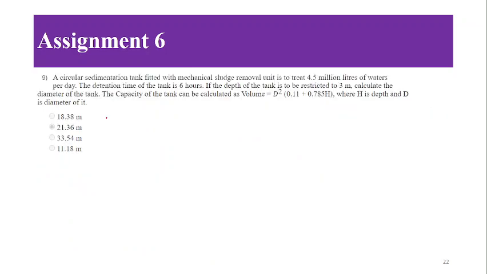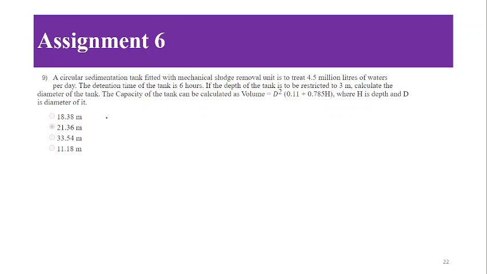The sixth assignment had the numerical question as a circular sedimentation tank fitted with mechanical sludge removal unit is to treat 4.5 million liters of water per day. The retention time of the tank is 6 hours. If the depth of the tank is to be restricted to 3 meters, calculate the diameter of the tank. The capacity of the tank can be calculated as volume is equal to this relation d square into 0.11 plus 0.785 h, where h is the depth and d is the diameter of it.